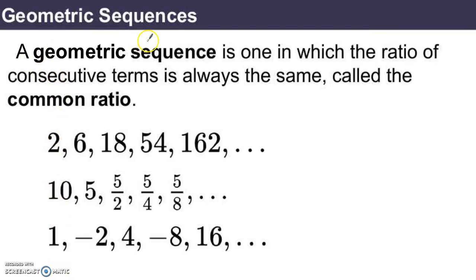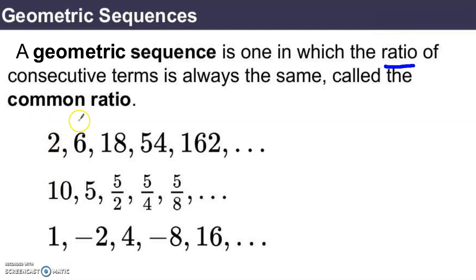So a geometric sequence is one in which the ratio of consecutive terms is always the same, called the common ratio. Another way to say it is that you could always multiply the previous term by some number to get the next term in the sequence. Here are some examples of geometric sequences.